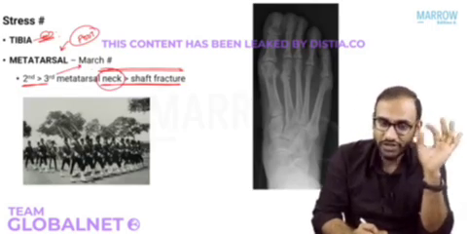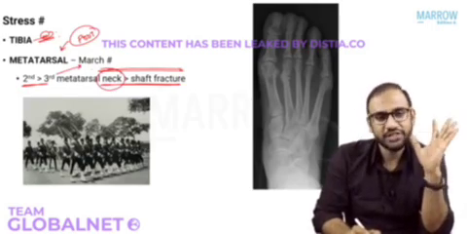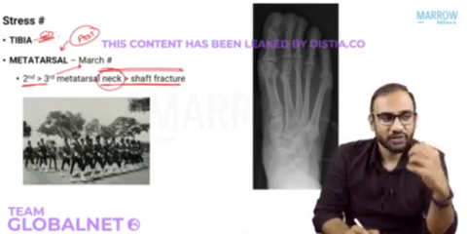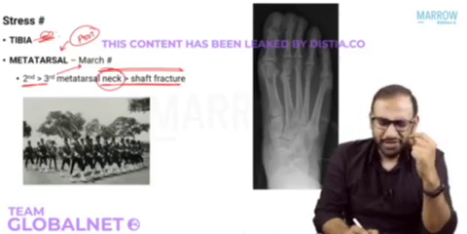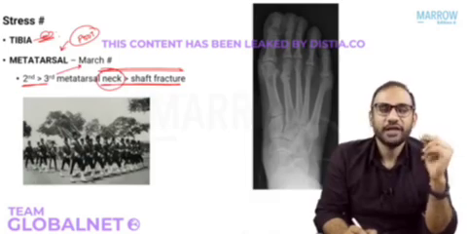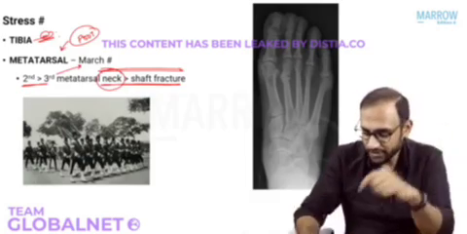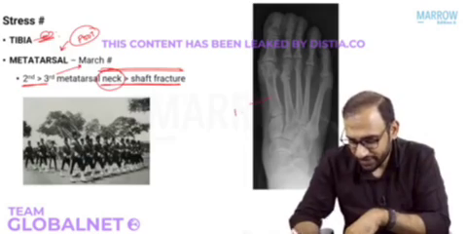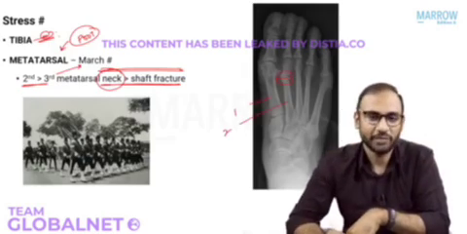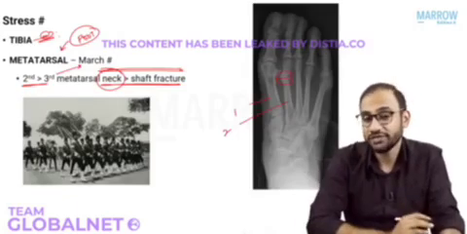It's a controversial question, and this controversy is perennial. My thing with controversial questions is just memorize one answer and move on. If you get it right, great. If you don't get it right also, no problem. Look at this. Here, this is the metatarsal. First, second, there is a stress fracture of the second metatarsal. This is known as March fracture.